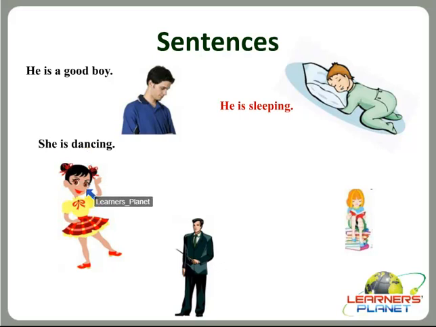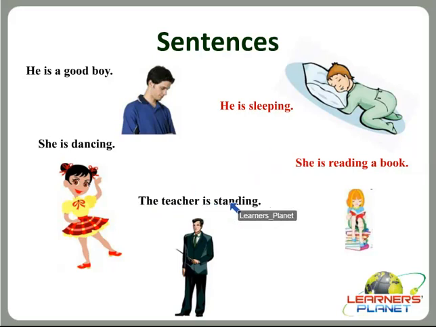She is dancing. S, capital, full stop towards the end. Makes sense. She is dancing. Has a meaning. So, this is a sentence. She is reading a book. S, she starts with a capital letter. After book we have a full stop and She is reading a book has complete meaning. So, it is a sentence. The teacher is standing. The T has a capital. T is in capital letters. Standing, full stop. Also, this makes complete meaning. The teacher is standing is a sentence.